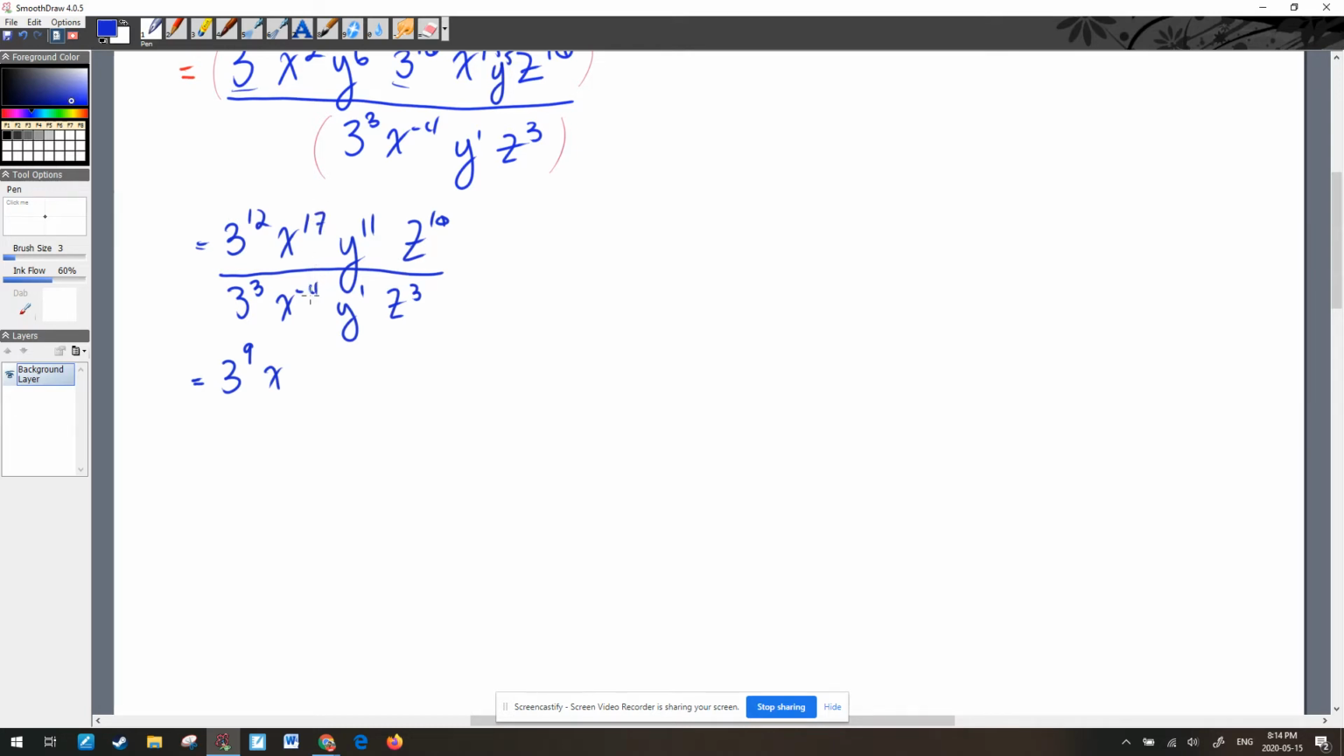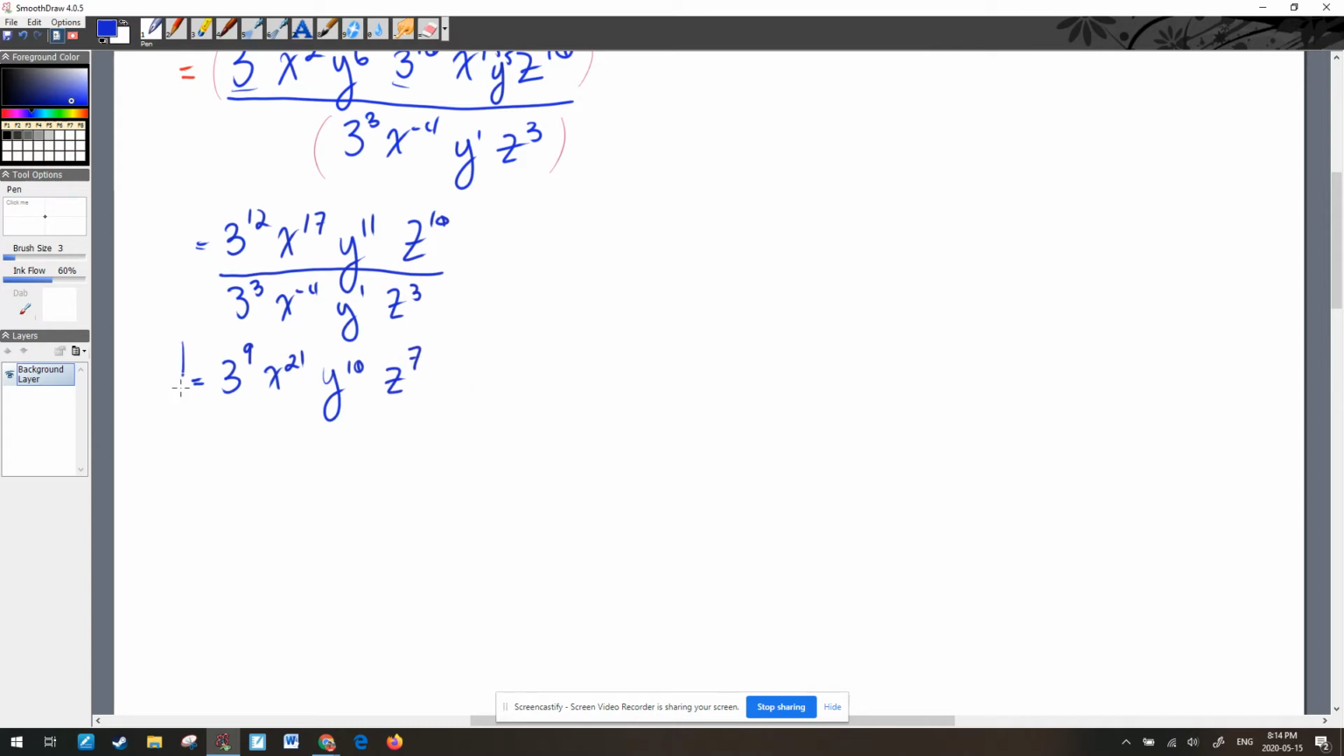17 minus, now it's not minus 4, it's minus negative 4. When I subtract a negative, it's like adding. So this is x to the 21. And then 11 minus 1 is y to the 10th. And 10 minus 3 is z to the 7th.